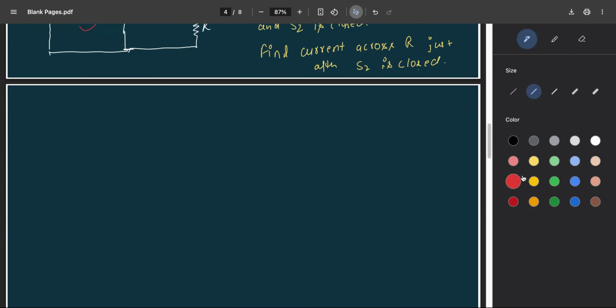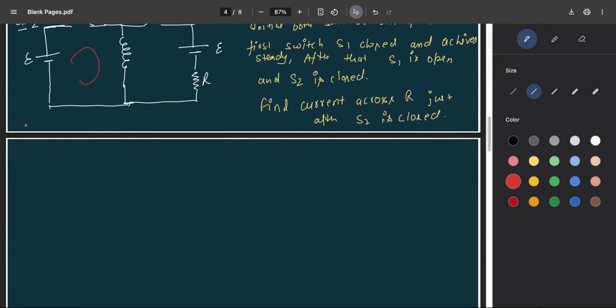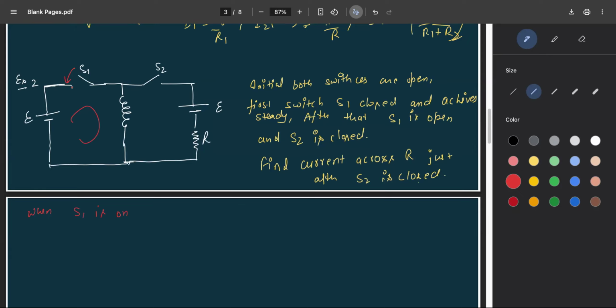Look, when S1 is on and you let the current flow, what happened? It is acting like this. Current is flowing this way. There won't be current in this branch because it is open. So the current goes in this way.